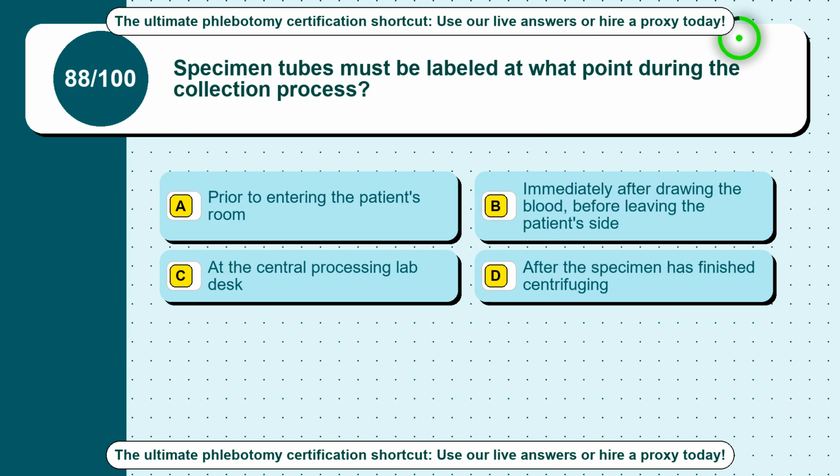Question 88. Specimen tubes must be labeled at what point during the collection process? Option A, prior to entering the patient's room. Option B, immediately after drawing the blood, before leaving the patient's side. Option C, at the central processing lab desk. Option D, after the specimen has finished centrifuging.